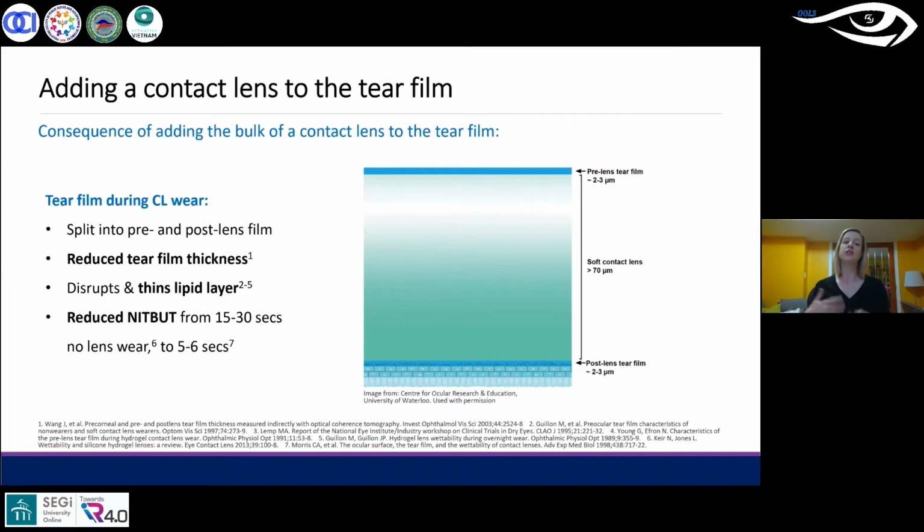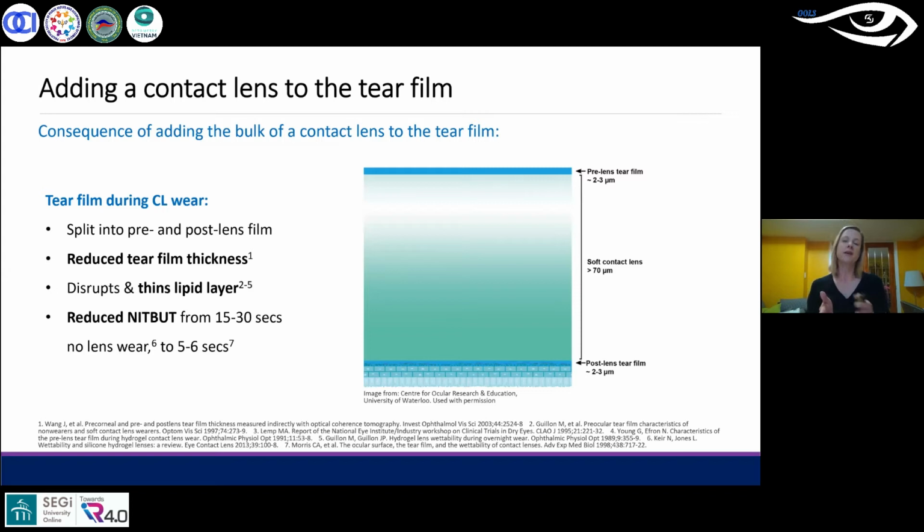But we also know other changes will happen as well, because it reduces the overall thickness of the tear film by doing so. Significantly, it disrupts and thins the lipid layer. Now, I've just described an abnormal and disrupted lipid layer from Meibomian gland dysfunction in our dry eye disease patients. Well, wearing a contact lens also disrupts the lipid layer as well. So there's some synergies here with changes to the lipid layer potentially being caused by something.